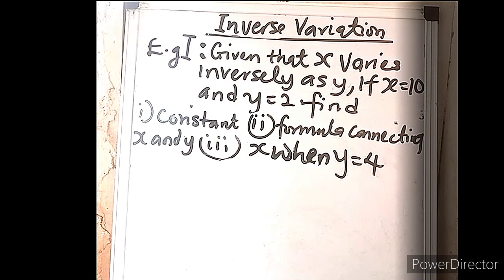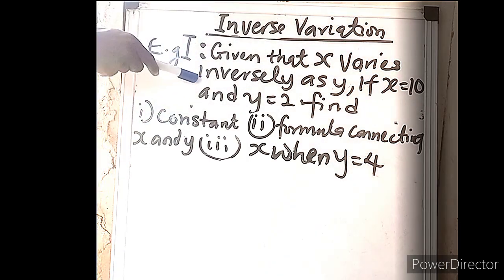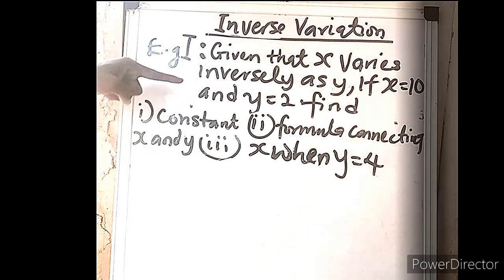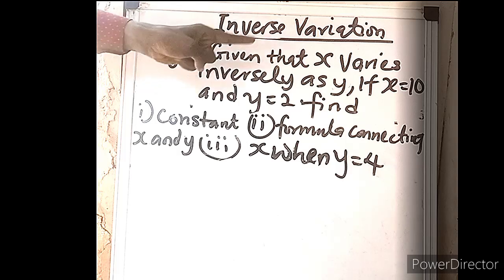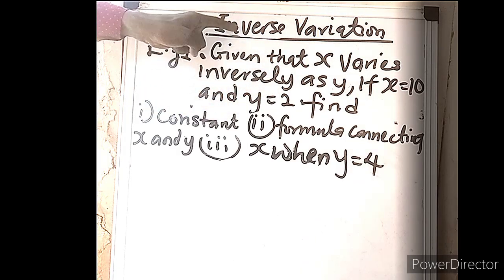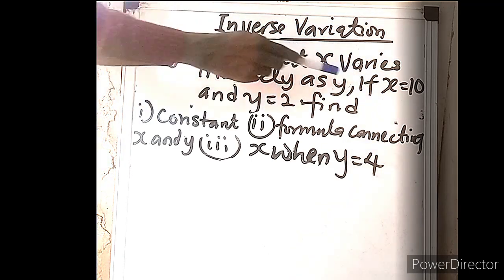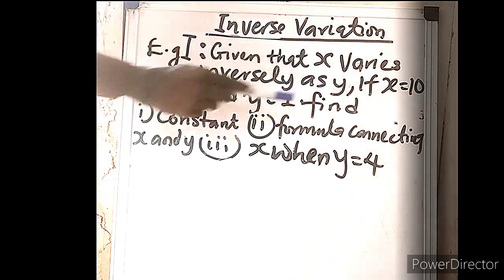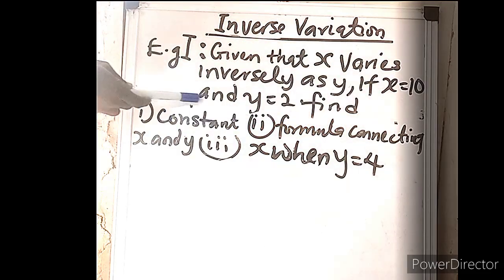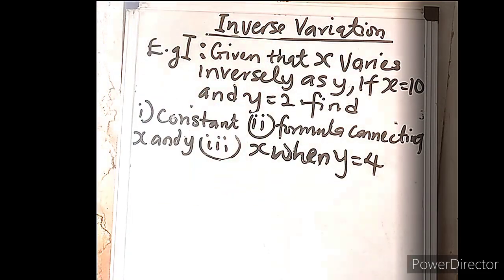So let's take a practical question. Look at example 1. Given that S varies inversely. Take note of this word, inversely. That is how you know if your question is under direct or inverse. If it was direct, they would say given that S varies directly. But here we said inversely to mark the word inverse. So, given that S varies inversely as Y, if S equals 10 and Y equals 2, find the constant, the formula connecting X and Y, and then S when Y is equal to 4.